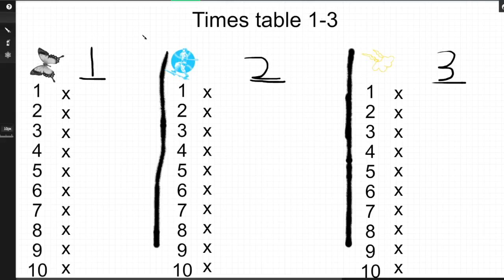Today we'll be learning the times table between 1 and 3.